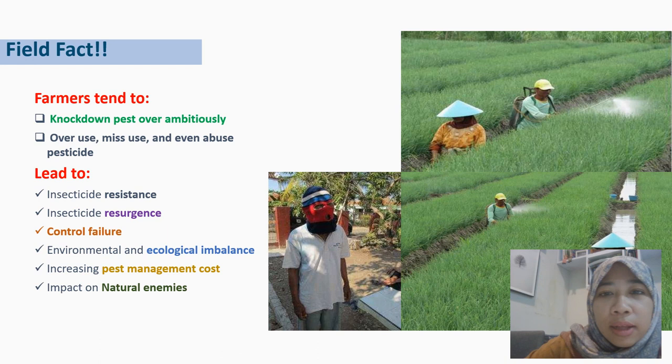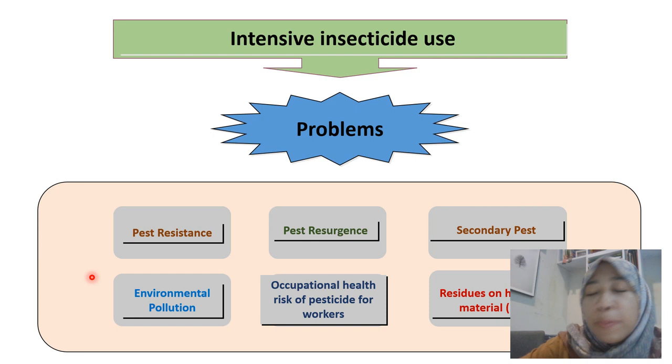Okay, let's move to the next slide. So these are the impacts, the problems that can happen if we use excessive synthetic pesticide. The first one is pest resistance. If you spray repeatedly on the pest, the pest develops internal resistance. And in the next period, if you spray the same pesticide, the pest would not die. This is how pest resistance happens.